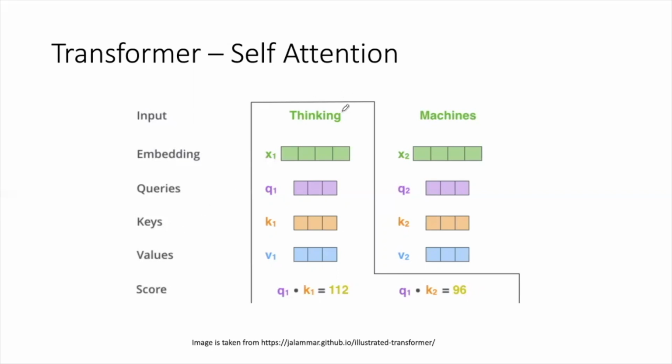So once again, we have two words, thinking and machines. And we already saw how these query, key and value vectors are generated. So once these are generated, what we do is we take the query vector Q1 for the first word, and we do a dot product of this Q1 with K1. So we do a dot product of these two, and that is basically this. And we also do a dot product between Q1 and K2. So yeah, this dot product is this.